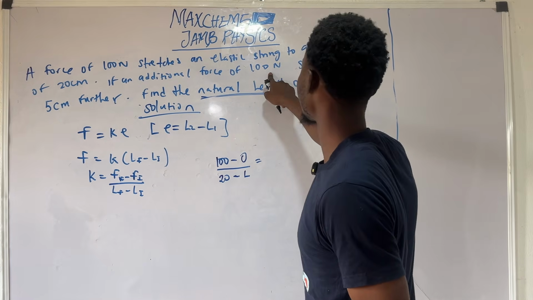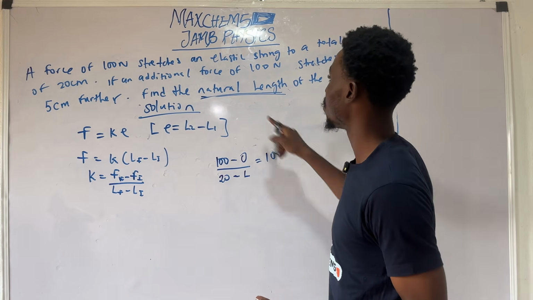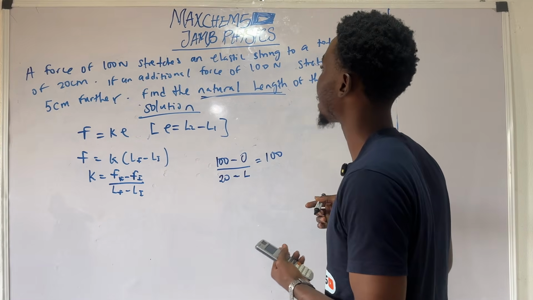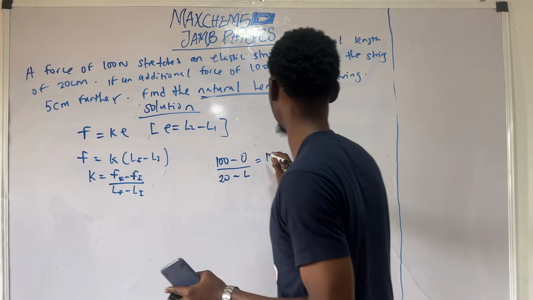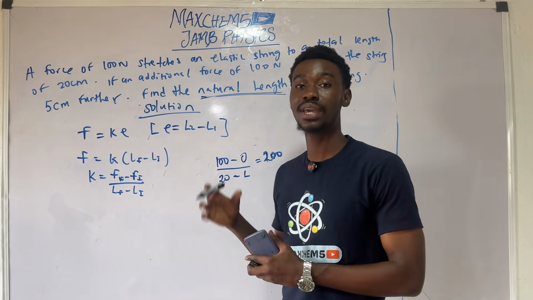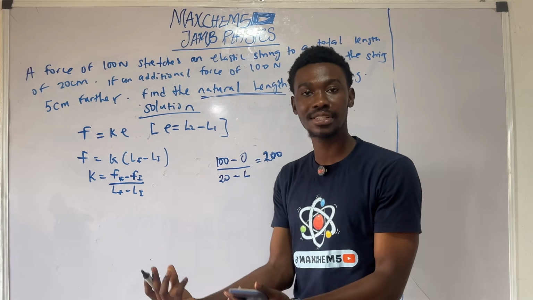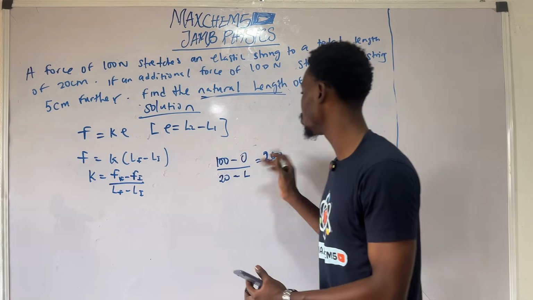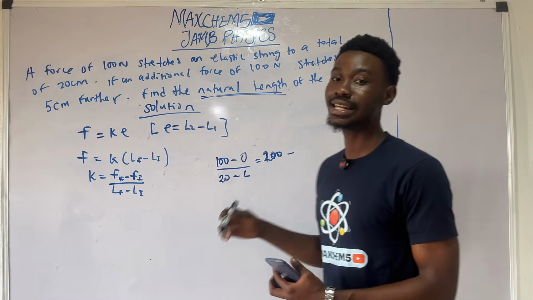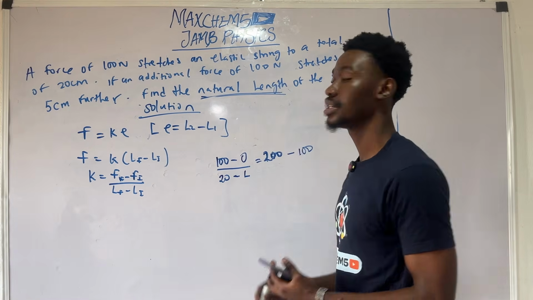So we have another force acting, another 100 Newton force acting on that material. But now an additional force of 100 Newton would simply imply a total force of 200 Newton acting on that material. Because initially we had a 100 Newton force acting on the material, and we have another 100 Newton force acting on the material. So our new force would be 200 Newton subtracted by, now, the previous force. What's the previous force? Previous force is 100 Newton.